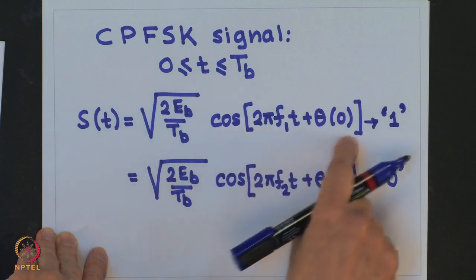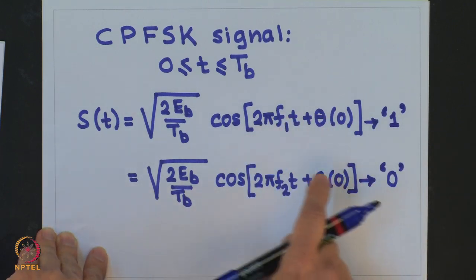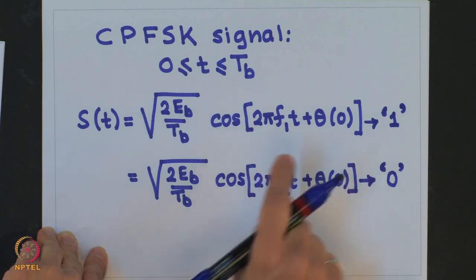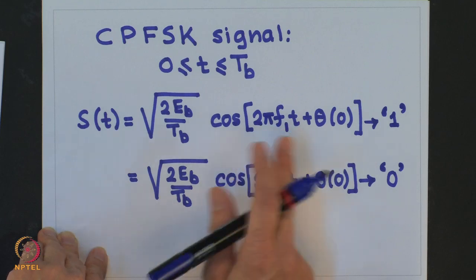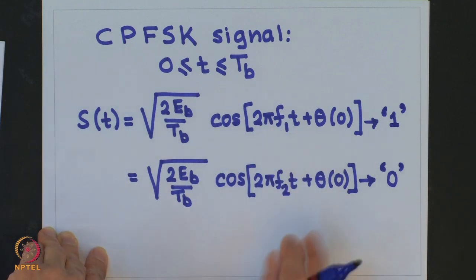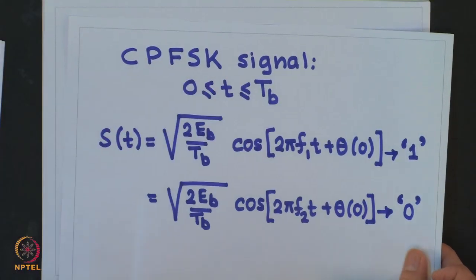Because of this theta naught, we get the phase continuity between the interbit switching time. We will see this as we proceed. So, another way of representing this CPFSK signal is as follows.